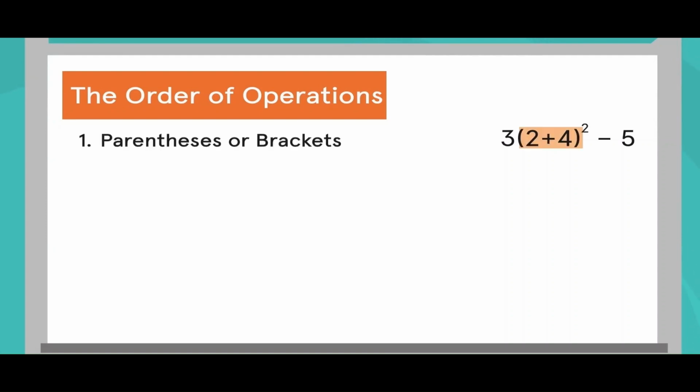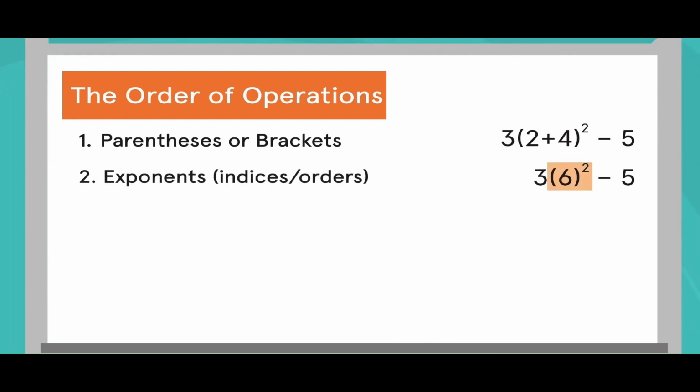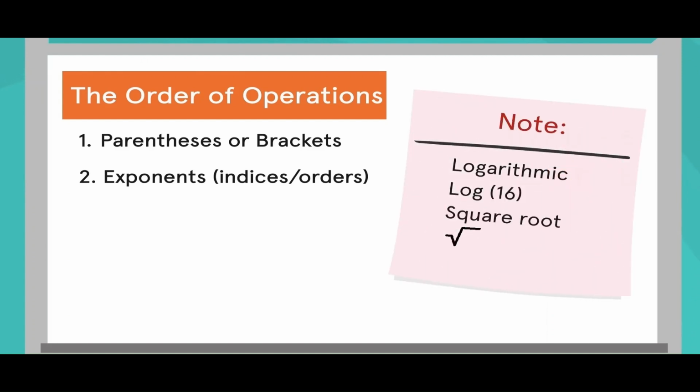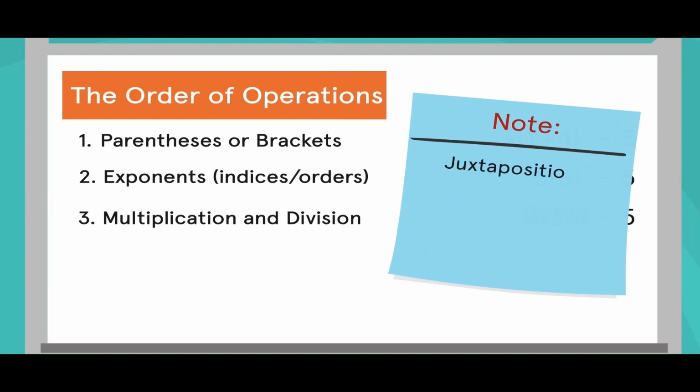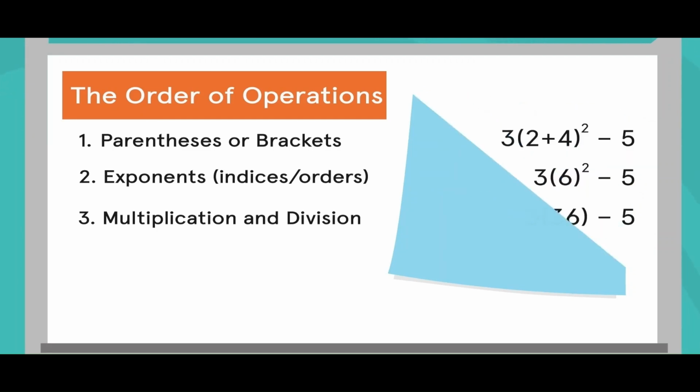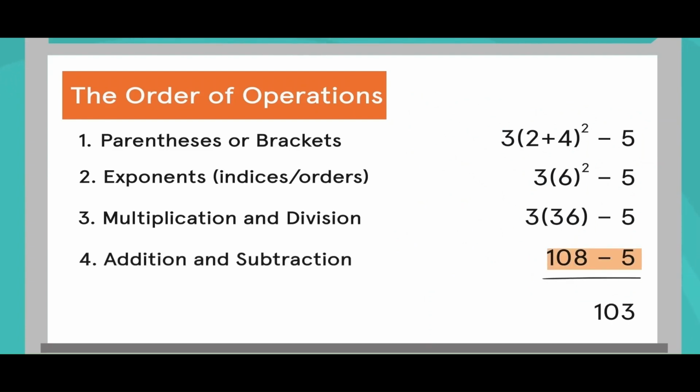First, tackle any numbers that are within parentheses or brackets. Next, handle any exponents, which are also known as indices or orders. Be sure to take care of any logarithmic or square root parts at this step as well. Following that, tackle any multiplication or division operations. Remember to handle juxtaposition, which means treating numbers that are placed next to each other as being multiplied, such as 3 parentheses 36 being interpreted as 3 times 36. The final step in the process is to perform any addition or subtraction.